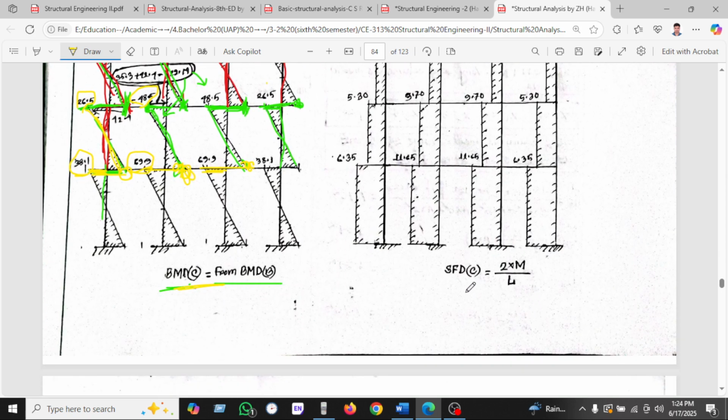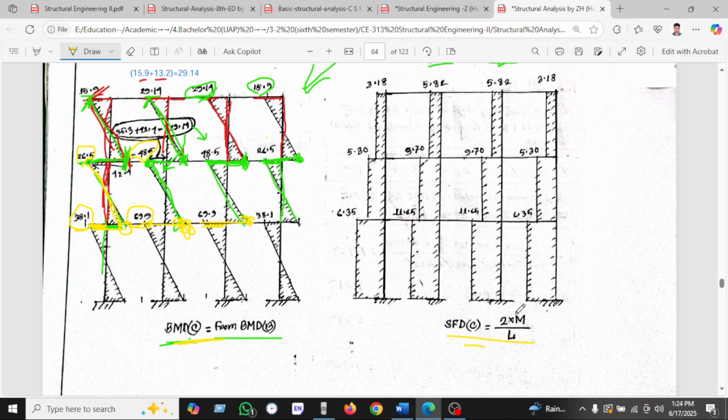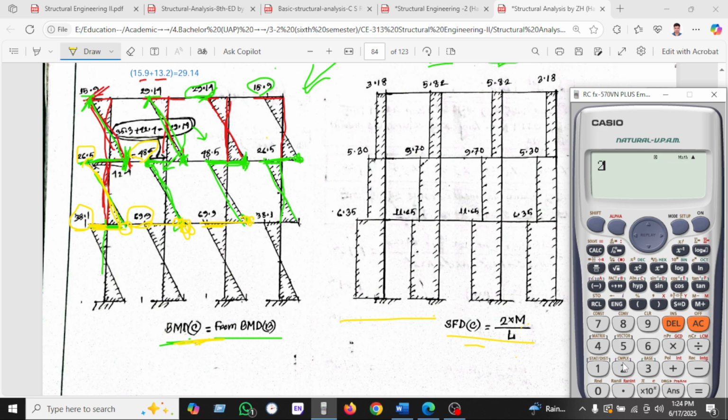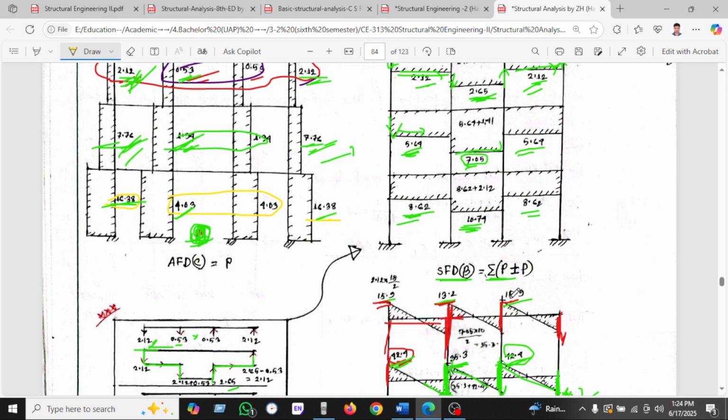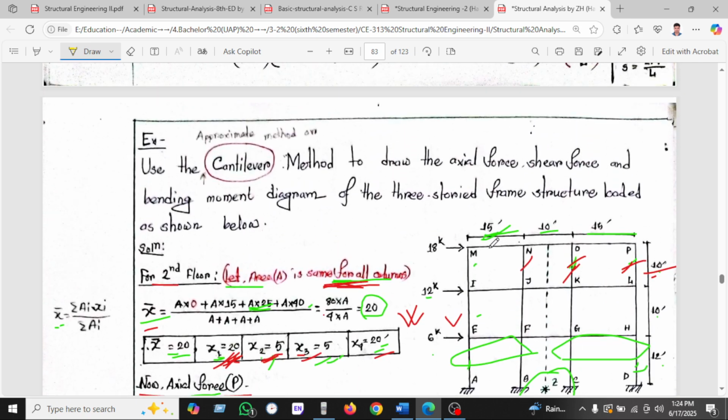So we can see the shear force of the column. How will we get the shear force of the column? 2M, M means bending moment, divided by L. L means this portion. Okay, 2 into M is 15.9 divided by L. L is how much? L is 15.